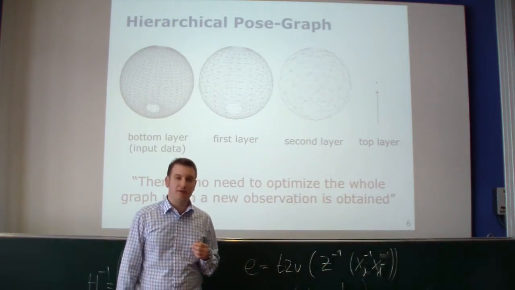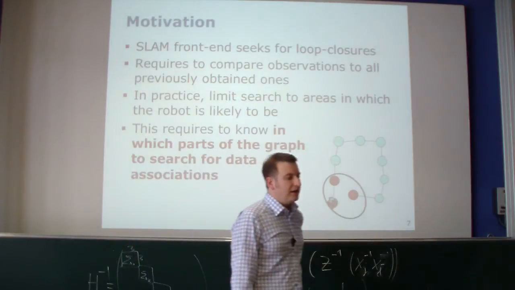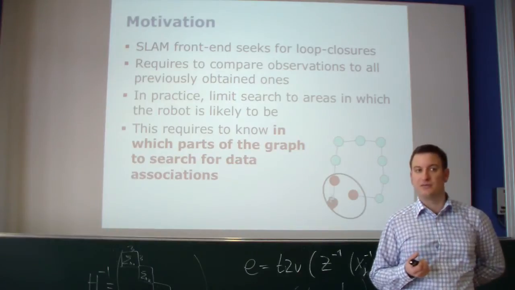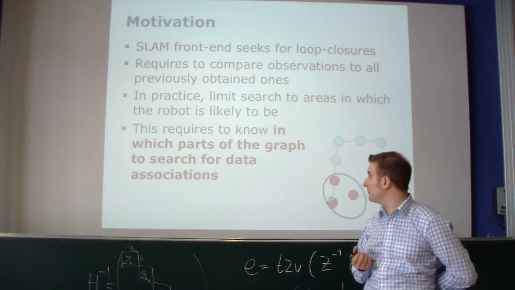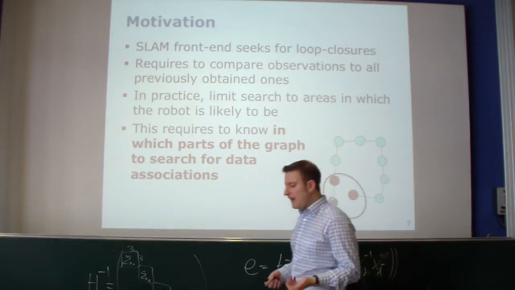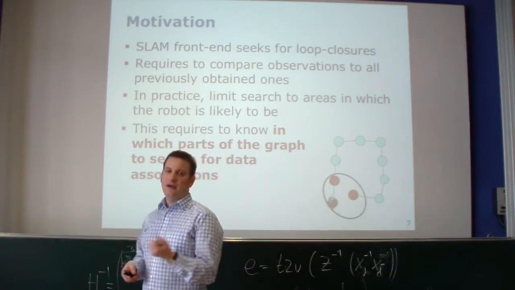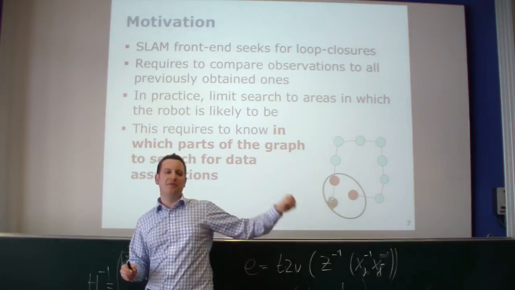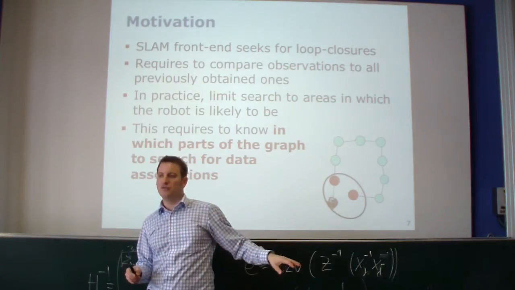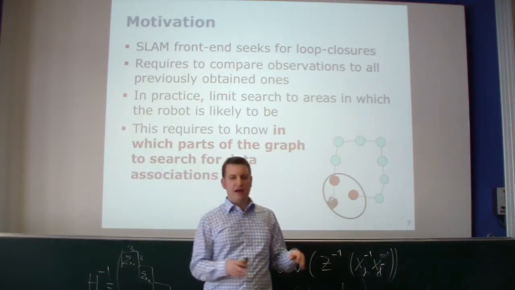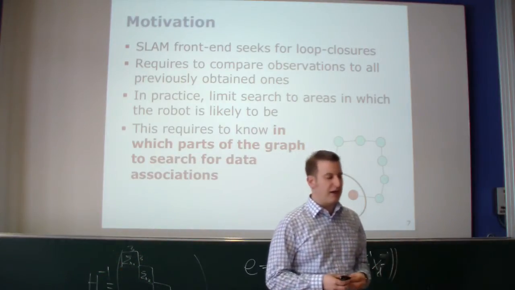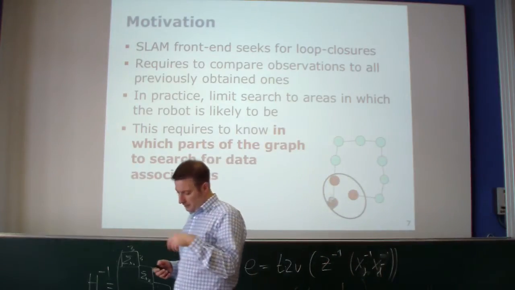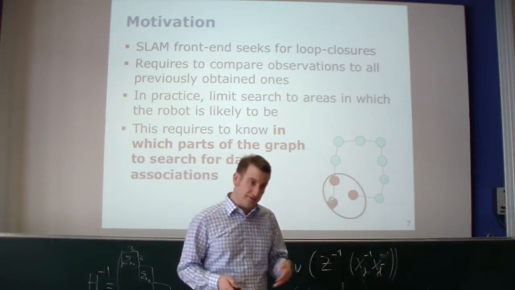in an effective manner. Okay, so to motivate, as I said before, the SLAM front end tries to find loop closures. It's the main task of that front end. And if I don't have any information about the structure of the graph, it requires me to compare my current pose or my current observation with all the observations I recorded at all previous poses. It becomes clearly intractable as the pose graph grows and grows over time.